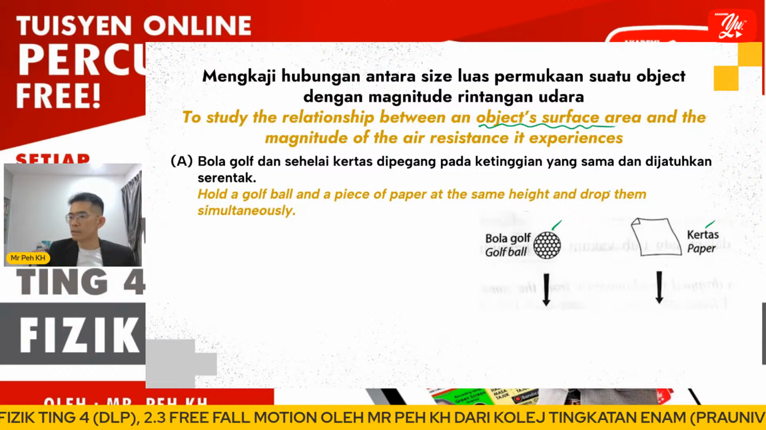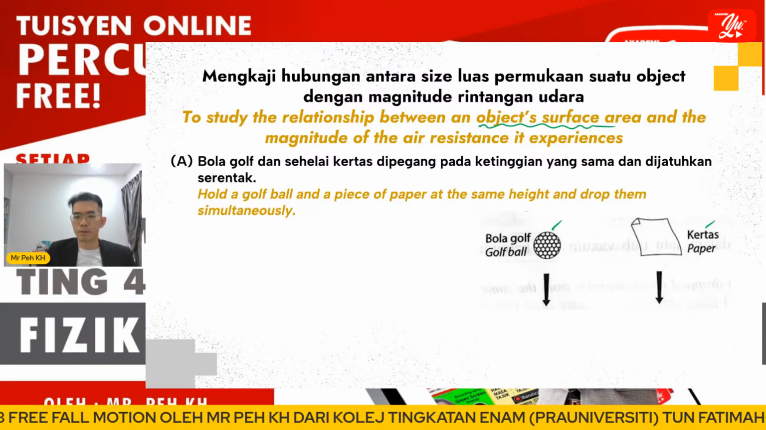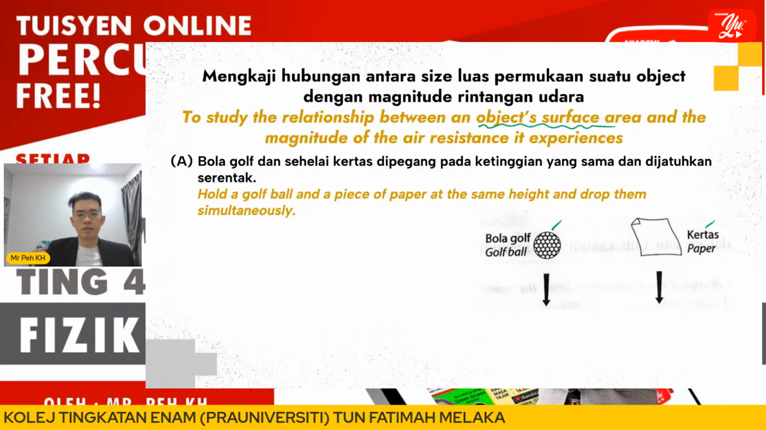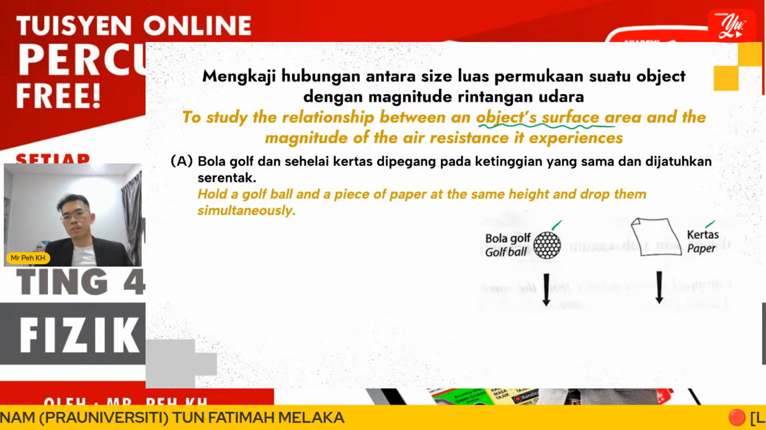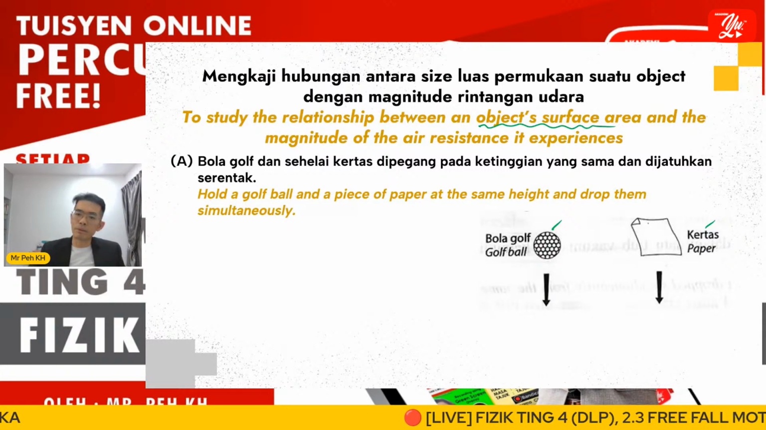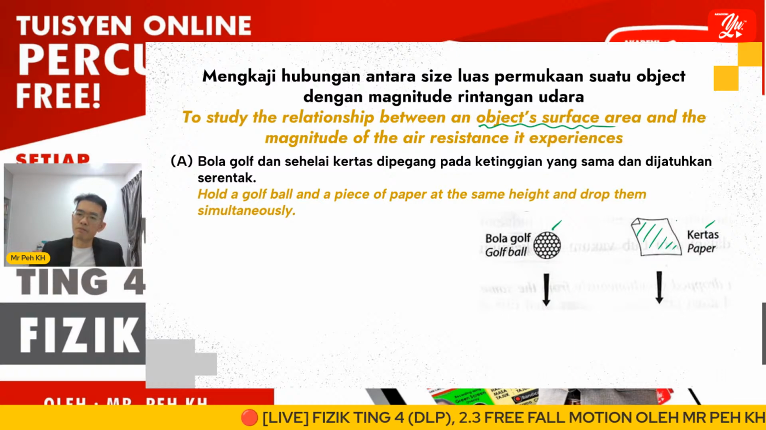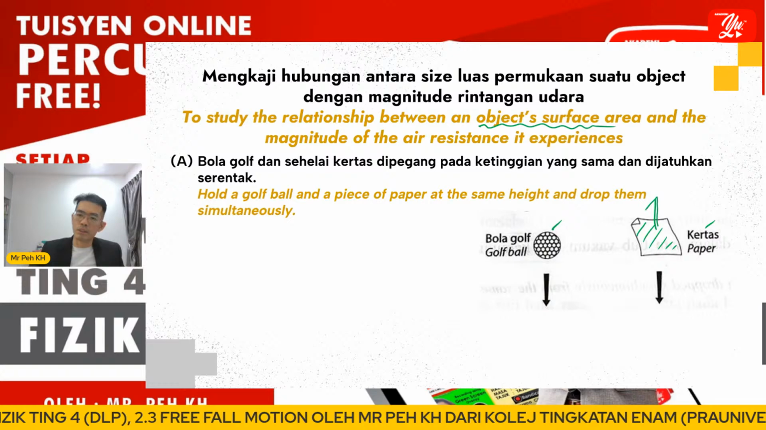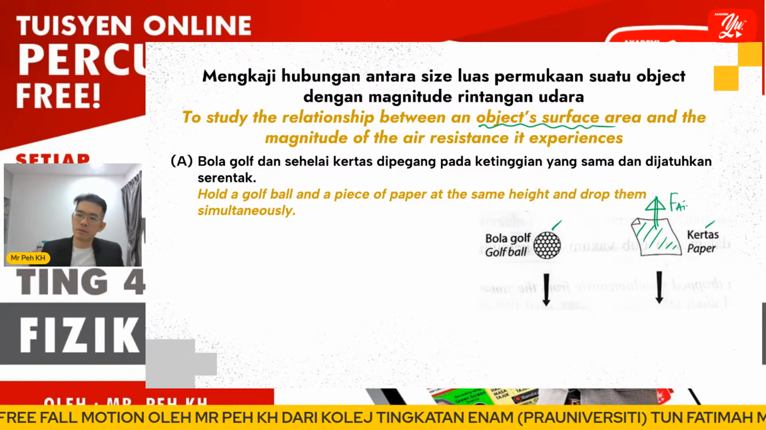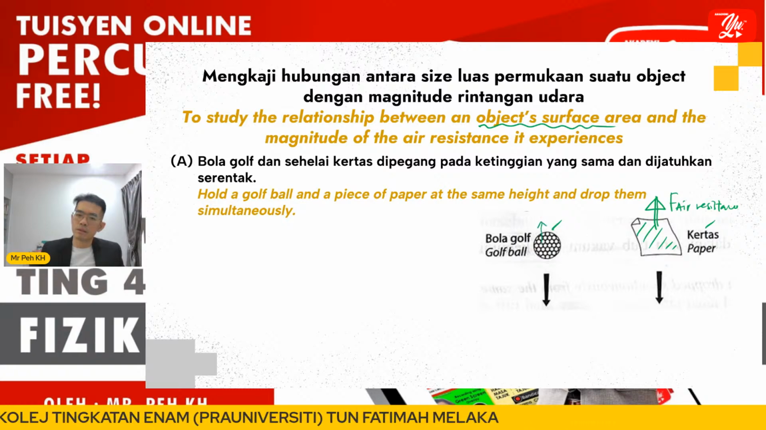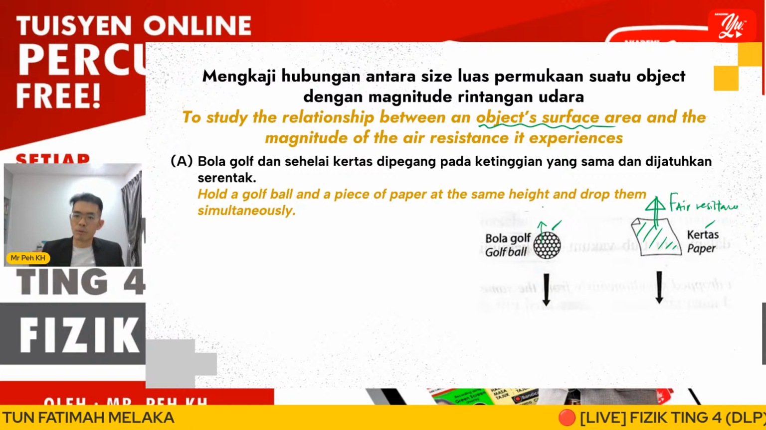Okay, so here it should be the golf ball, right? Because just now we have learned already, the bigger the surface area of the object, the greater the air resistance added. So the paper here has a greater surface area, so the air resistance added is actually bigger compared to the golf ball, where the surface area is smaller. So the air resistance will be smaller.